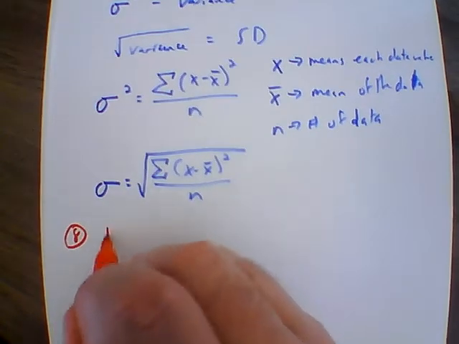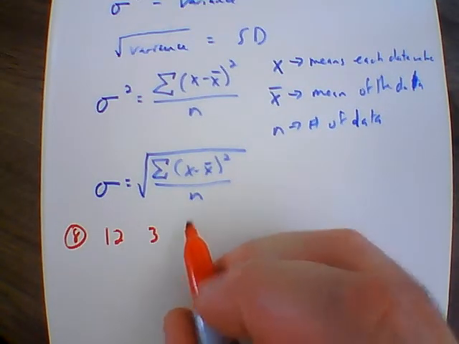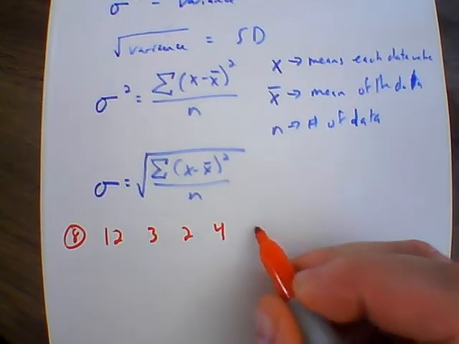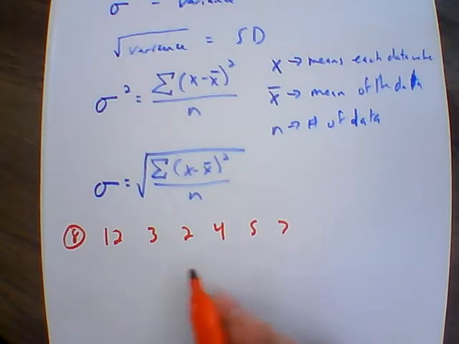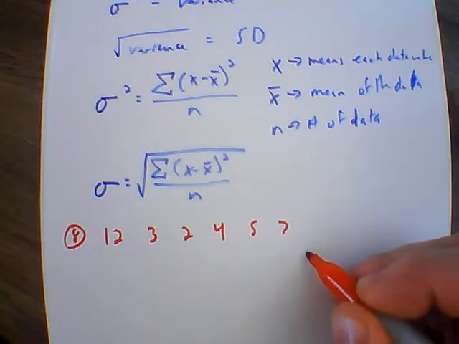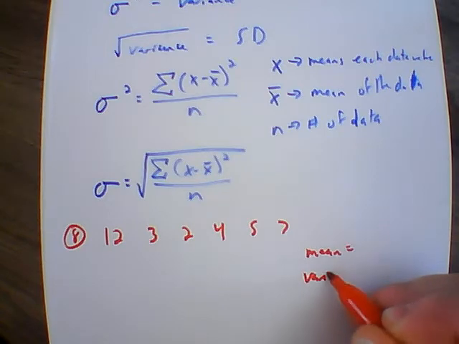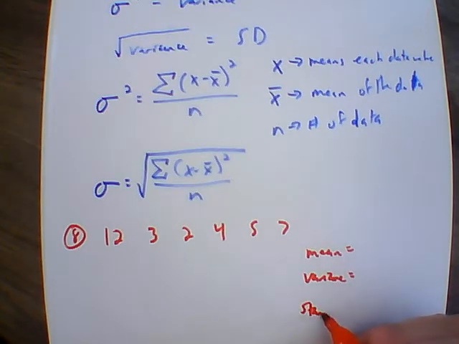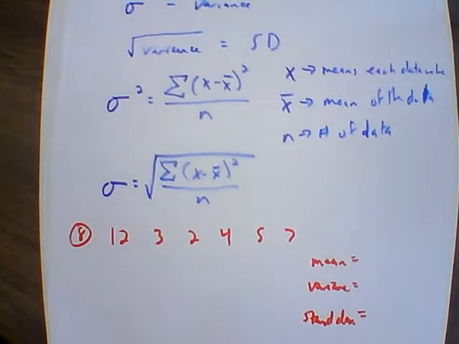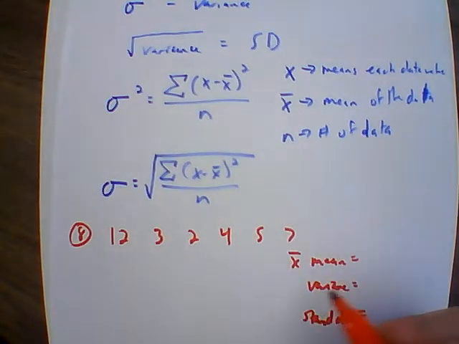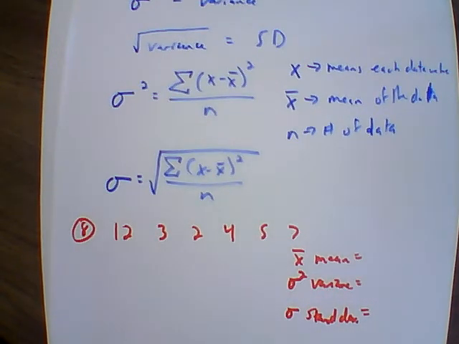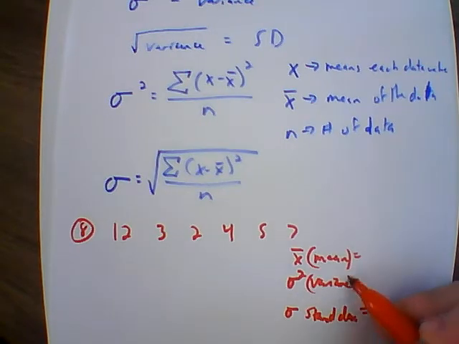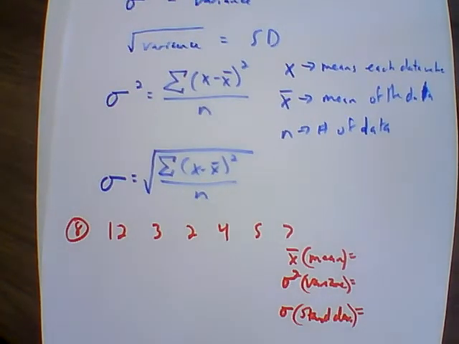Number 8 gives us the numbers 12, 3, 2, 4, 5, and 7. It tells us to find the mean, variance, and standard deviation. So we want mean equals, variance equals, standard deviation equals. Or I could have used x bar, sigma squared, and sigma as my abbreviations, because that's what they mean. I'll put these in parentheses because this is my mathematical meaning.